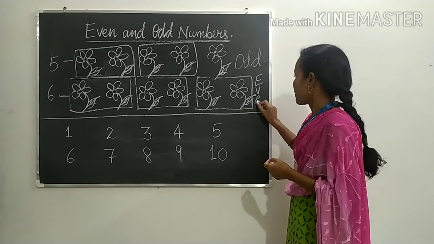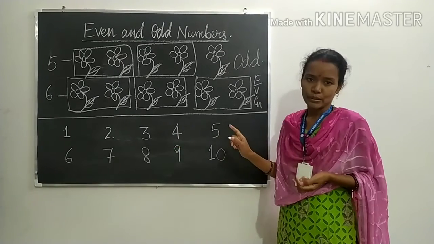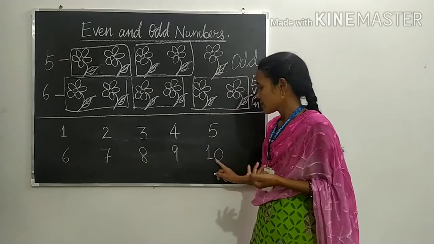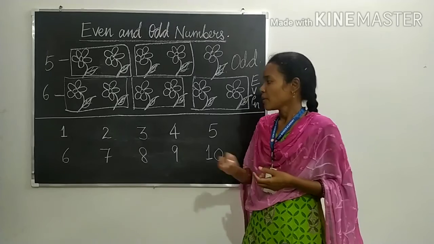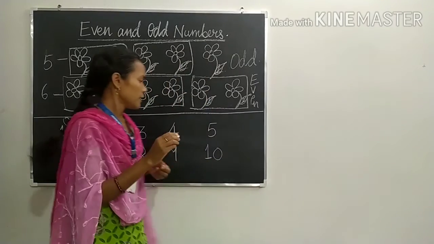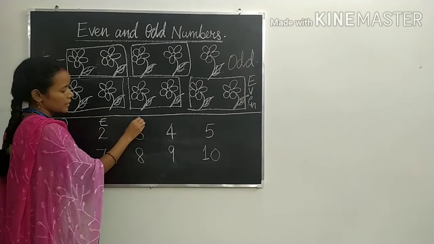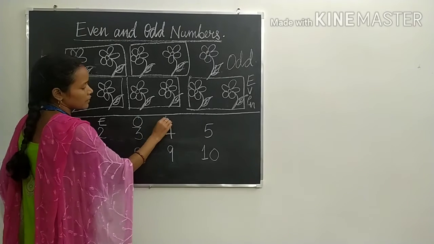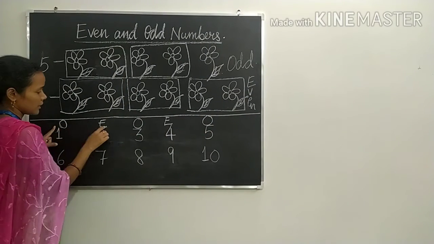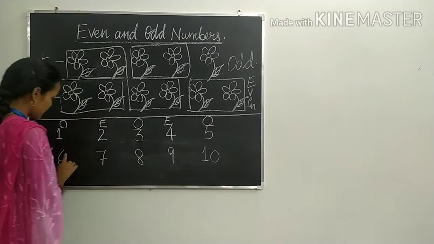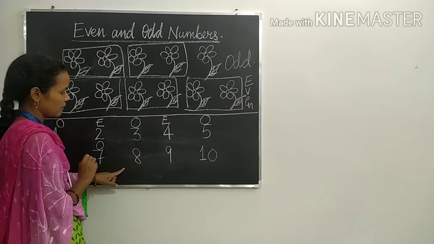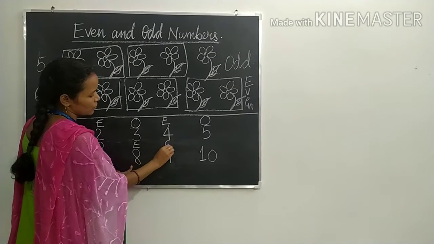Okay, children? Now, let's understand with some numbers. Here, I have written numbers 1, 2, 3, 4, 5, 6, 7, 8, 9, 10. Counting numbers are here. Number 1, as I told you, is an odd number. Number 2 is an even number. Number 3 is again an odd number. Number 4 is an even number. And number 5 is an odd number. See, odd, even, odd, even, odd. Now number 6 will again be an even number. Number 7 is an odd number. Number 8, even number. And so on.